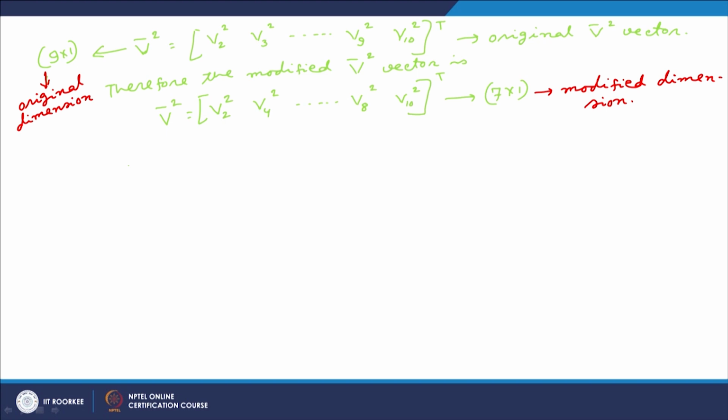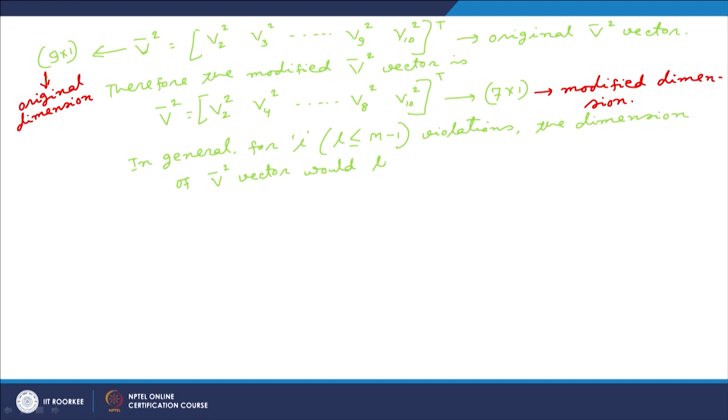So, then therefore, in general, for L violations, the dimension of the V square vector would be M minus L minus 1 cross 1. So, these are the dimensions of the known quantities.